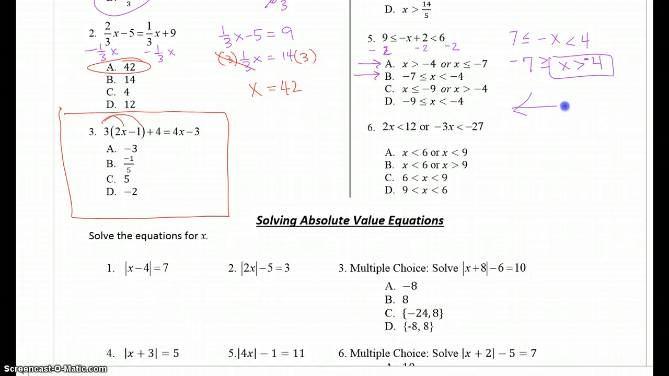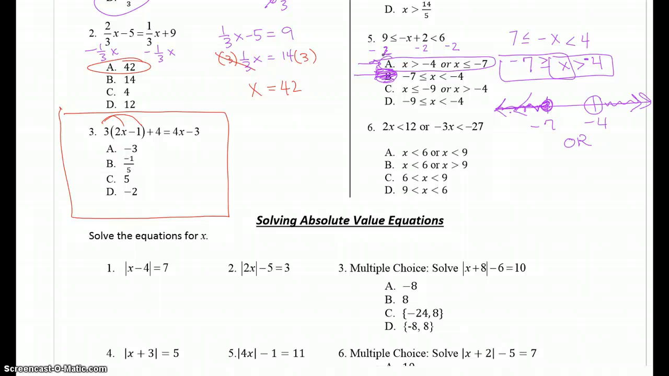If we looked at this on a number line, negative 7 and negative 4, we'd have greater than negative 4, and we'd have less than or equal to negative 7. Notice these are going in opposite directions. There's not a point that will fall in both of the shaded areas, so this is an OR problem. So your answer should be not B, it should be A. X is greater than negative 4 or x is less than negative 7. Okay, please pause the video and try number 6.